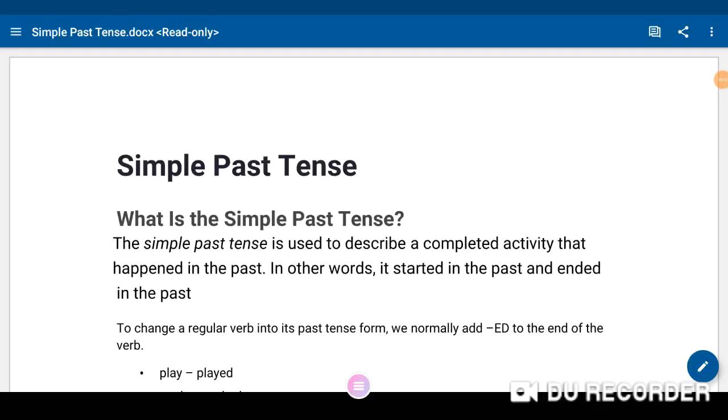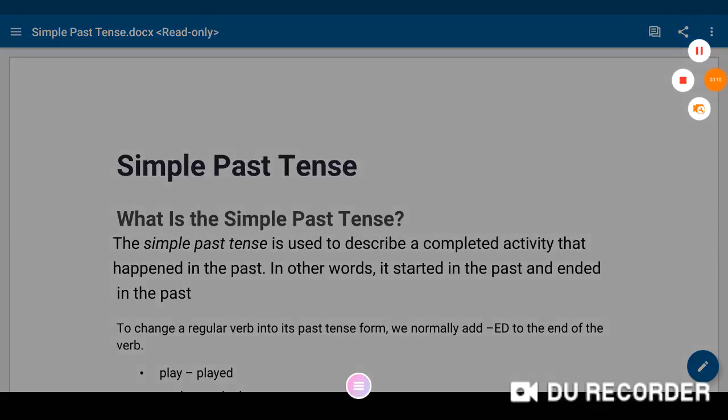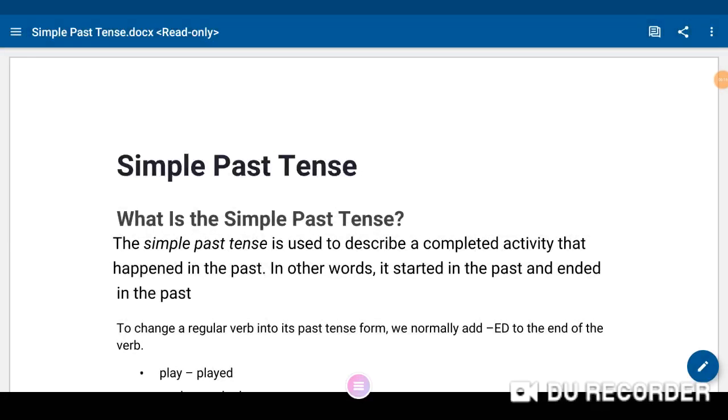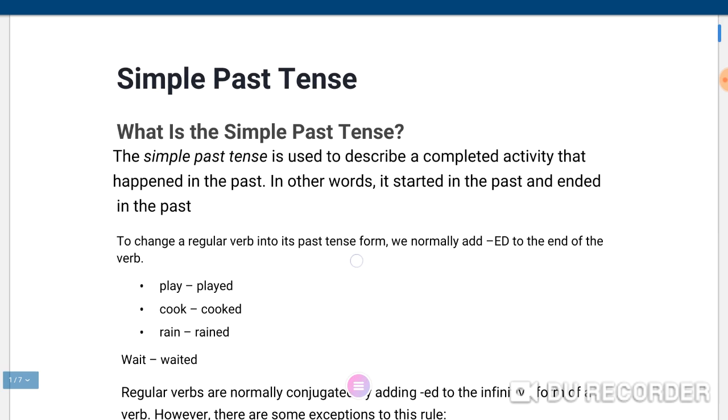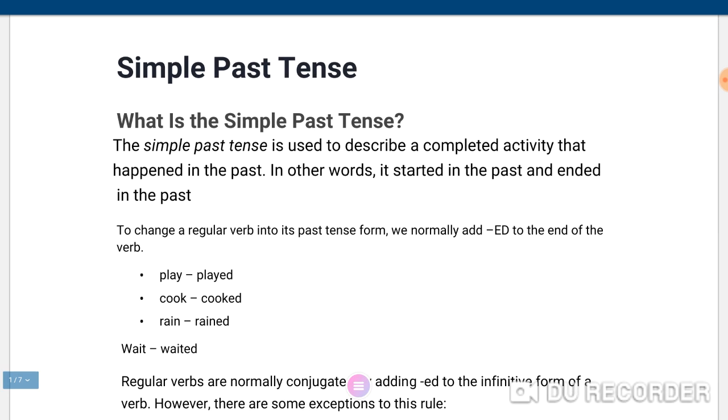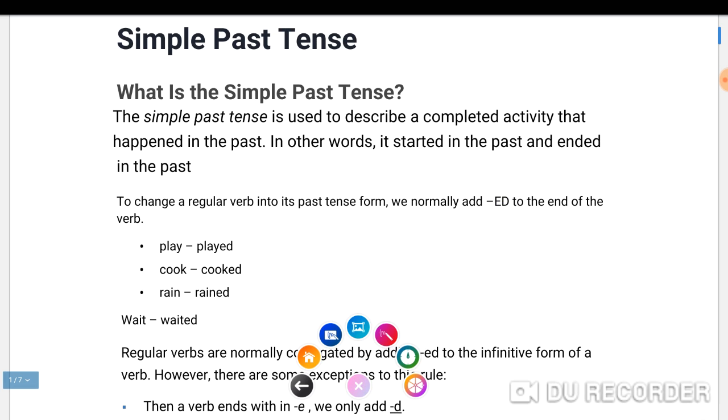Today we're going to talk about the simple past tense. What is the simple past tense? The simple past tense is used to describe a completed activity, what happened in the past. In other words, it started in the past and ended in the past. To change the regular verb into the past tense form, we normally add ed. So the ordinary form of the past simple is to add ed.